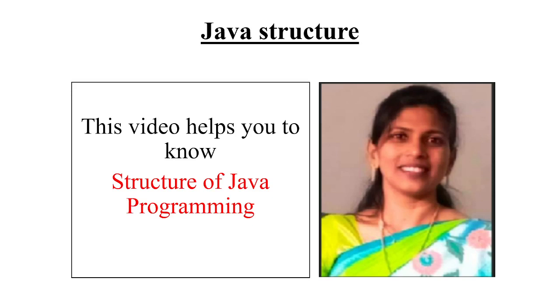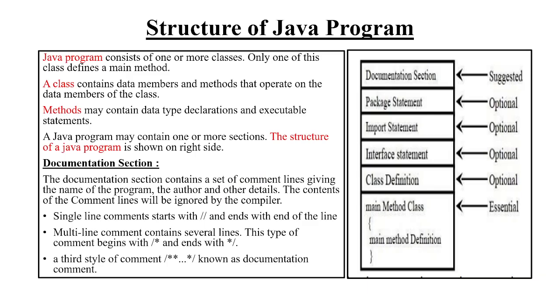This video is going to help you to know about the structure of a Java program. Every Java program consists of one or more classes. And among those classes, one of the classes for sure should contain a main method definition. And as we know, every class contains data members and the methods that are going to operate on those data members of that specific class.